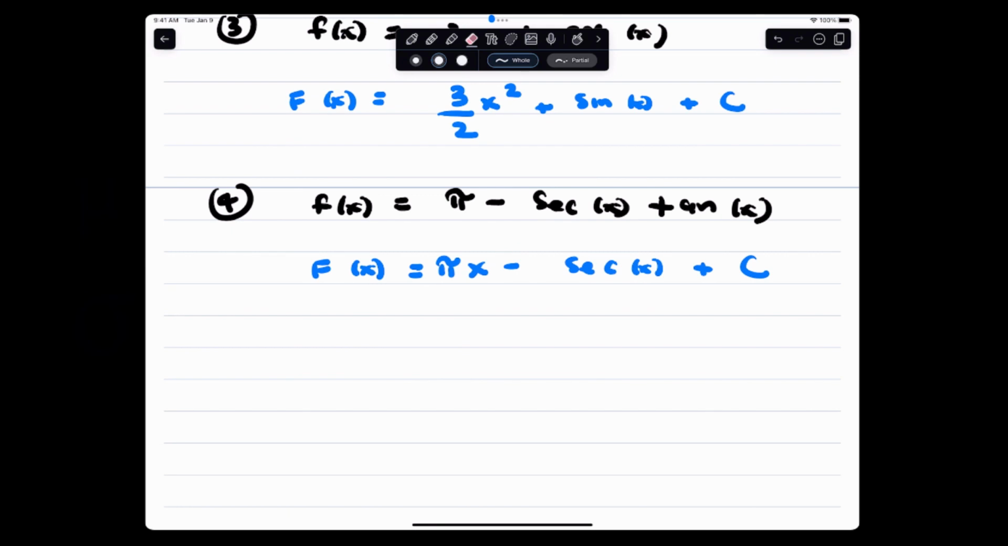So aren't these actually easier? Are these easier than derivatives so far? I don't know.